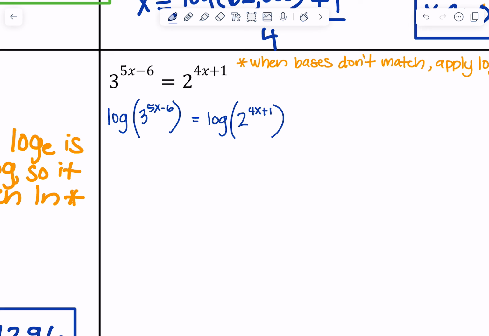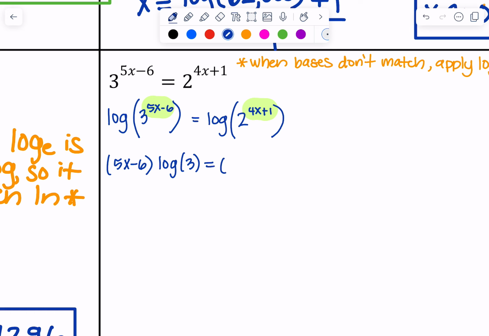Now I'm going to apply the power rule, which says that these exponents can move to the front. Okay, so I'll write that in orange in a second, but that will leave me with 5x minus 6 log of 3 is equal to 4x plus 1 log of 2. Okay, and just so you know, from here to here, I used the power rule.